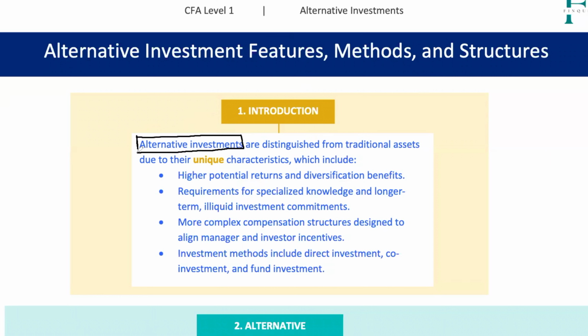What exactly are alternative investments? They're basically anything that doesn't fall into the traditional basket of publicly traded stocks, bonds, or cash. Instead, we're talking about assets like private equity, venture capital, real estate, commodities, hedge funds, and even digital assets like cryptocurrencies. So why are these alternatives gaining so much attention?